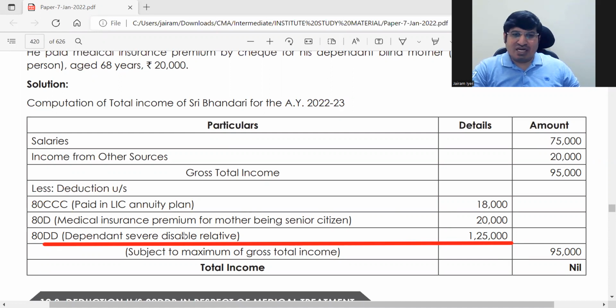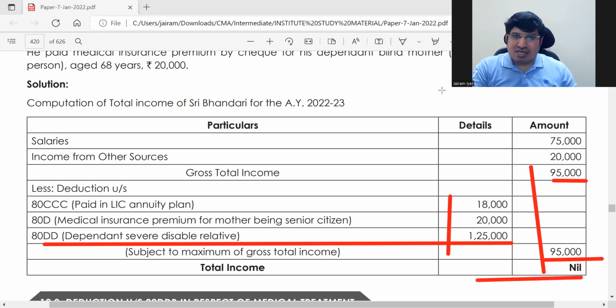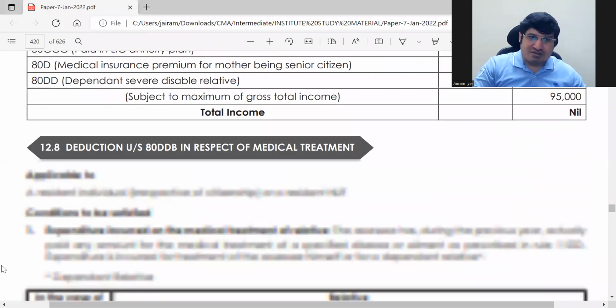So this is medical insurance premium, which we just saw. You'll get the whole 20,000; the limit is up to 50,000, and here you'll get up to 20,000. And 80DD you'll get 1,25,000. Again, this income is only 95,000. Reductions cannot exceed income, so you'll get 95,000 fully, and this will become nil. Done. Chalo, so this is your 80DD.